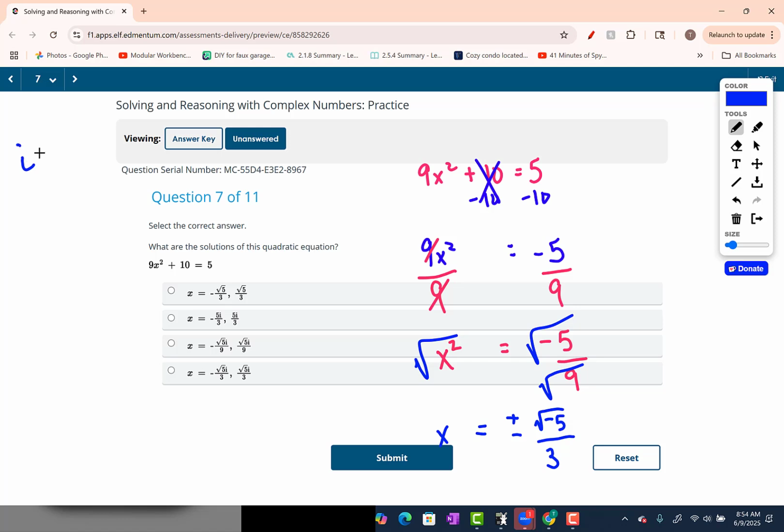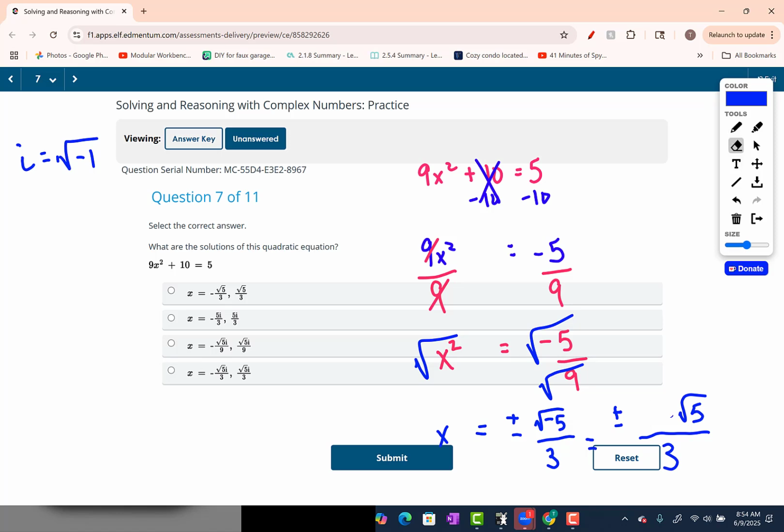One additional note, remember that the definition of an imaginary number, i, is equal to the square root of negative 1. So we can rewrite the square root of negative 5 as the square root of negative 1 multiplied by the square root of 5, all over 3. Except we can replace that square root of negative 1 with i. So we get i multiplied by radical 5 over 3.